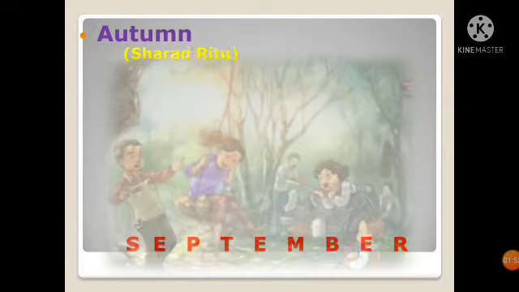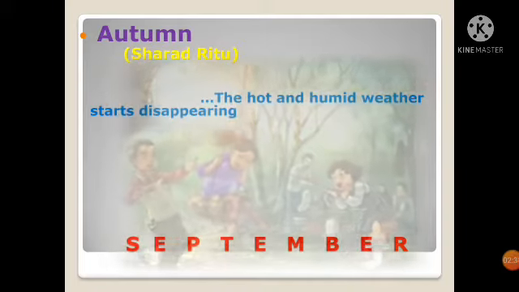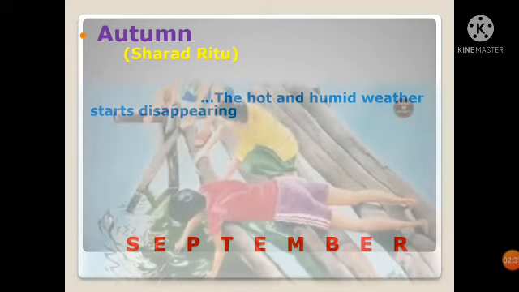Right? Let's look at some of the aspects of this season. What is it like? Well, surely this is actually a little cool, right? The hot and humid weather starts disappearing. It's not so hot as it was in summer. In summer, it was the hottest. Summer season is the hottest season in the whole year. And after summer, it is autumn season. So autumn becomes a little cool.